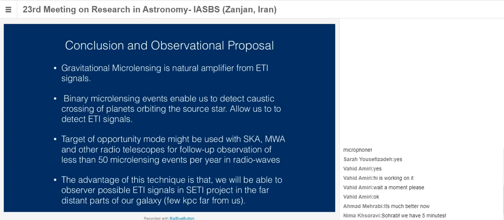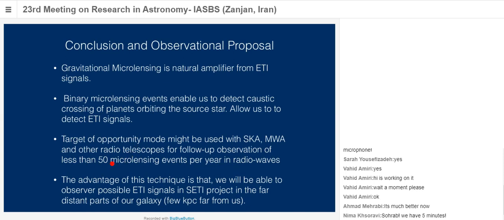So this is my observational proposal that I proposed to the SKA people and the MWA people. The proposal is as follows: gravitational microlensing is a natural amplifier of the ETI, and the advantage of binary microlensing events is that it will enable us to detect caustic crossing of planets orbiting around the source. The chance of this caustic crossing is 85%, and that will amplify the signal coming from the ETI. We can run the SKA or MWA telescope in target of opportunity mode, and just follow up these microlensing events with the binary lens.